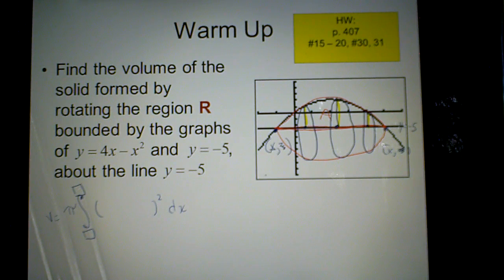So I say to myself, where does 4x minus x squared equal -5? And I do some algebra 1 here. So this is -1, and this is 5, which means over here I am starting to make potato chips at -1, stopping to make potato chips at 5. And the only thing I need to fill in here is the radius.